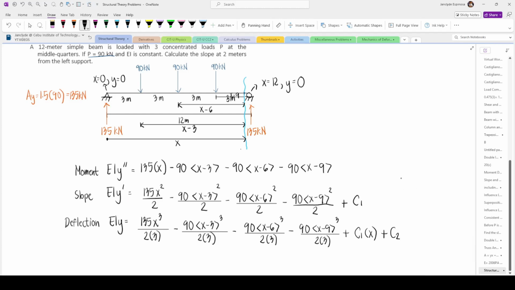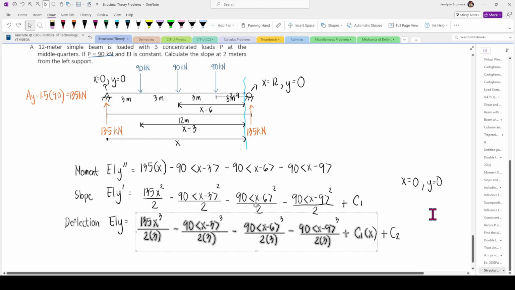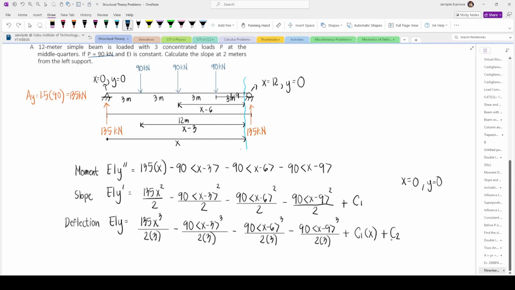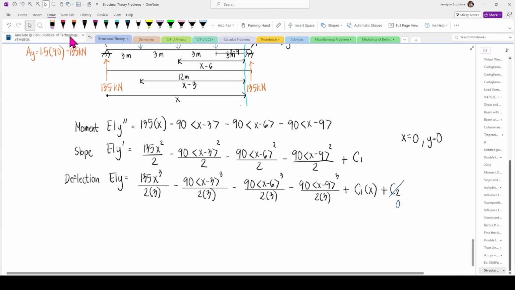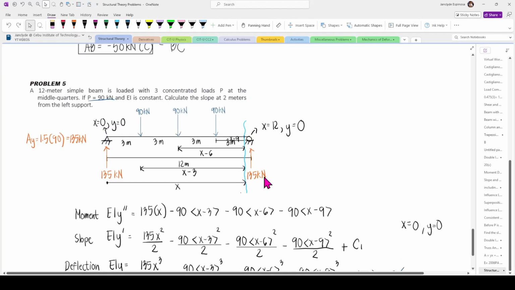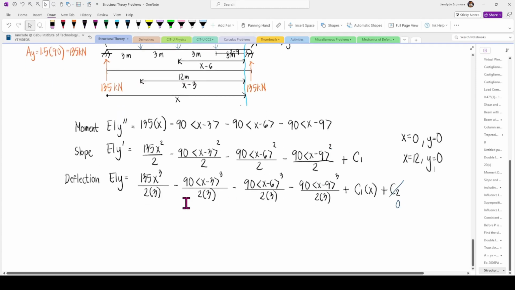Now, tandaan mo lang na if you have a boundary condition at which x equals 0, y equals 0, automatic C2 becomes 0. Kasi kung papalitan mo lahat ng x dito, automatic 0 na yan. So, remove na lang natin. This is 0. And then for C1x, to solve C1, you have to apply the other boundary condition. At x equals 12, y equals 0.